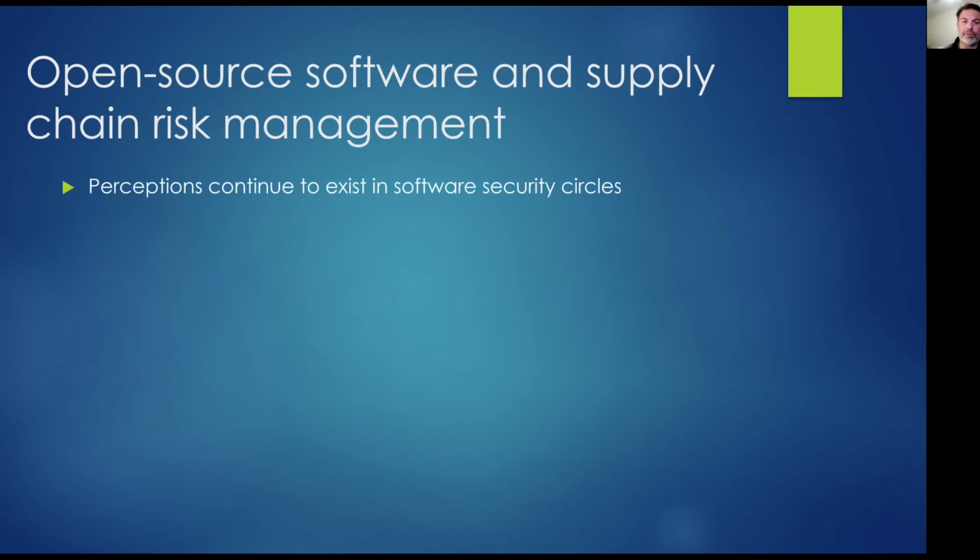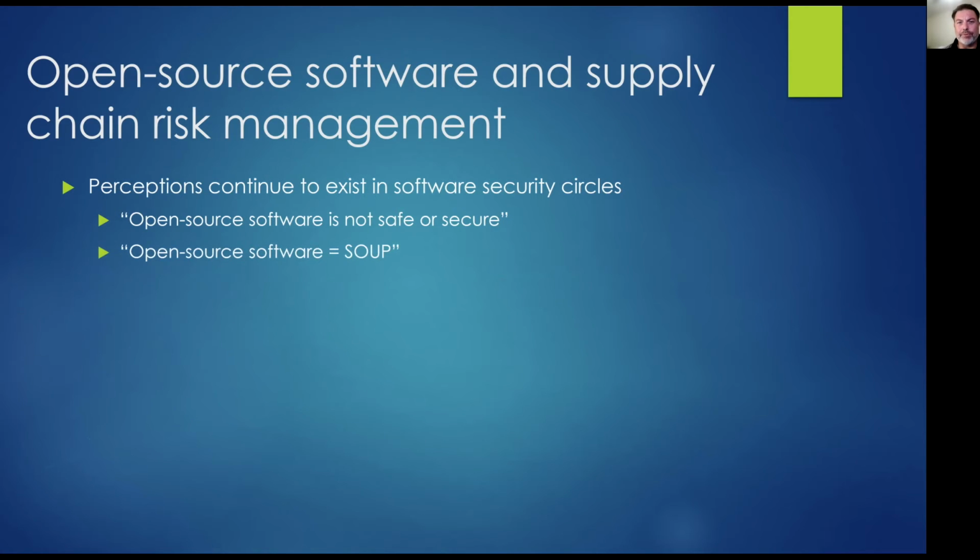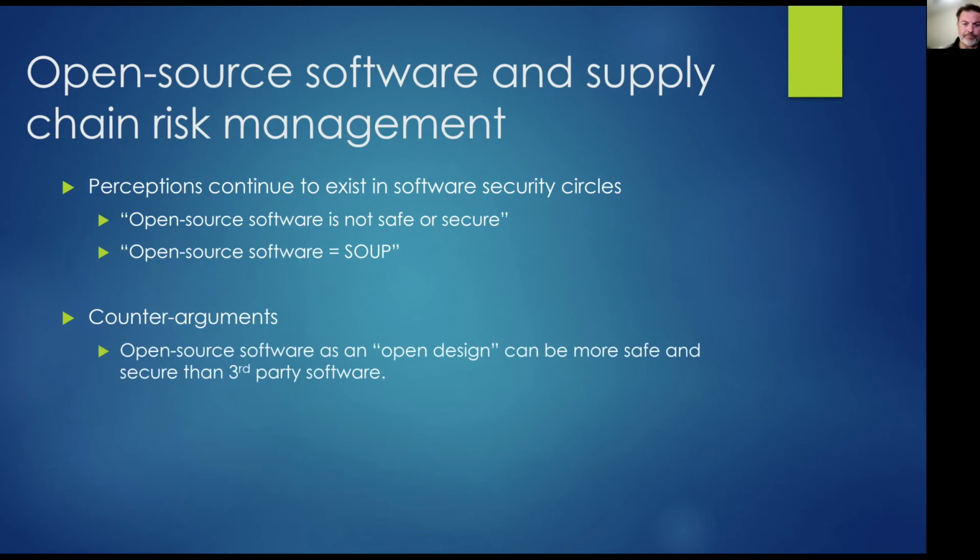Open source software and supply chain risk management. Perceptions do exist in software security circles that open source software is not safe or secure. Open source software is SOUP, meaning it's software of unknown provenance. You don't know where it comes from. And in some cases, that's true. So we have to build on our counter arguments and reinforce the opportunities to improve that situation.